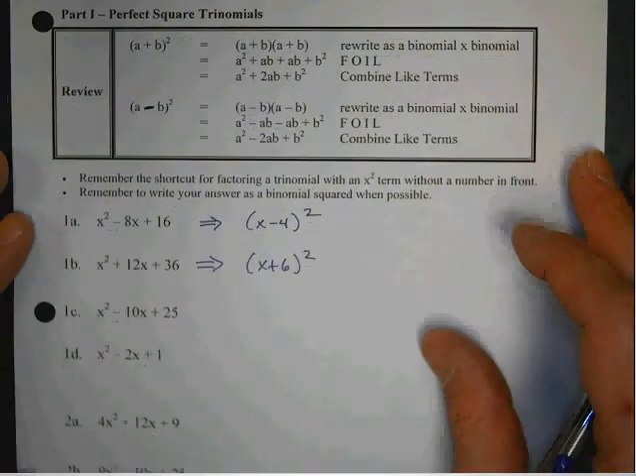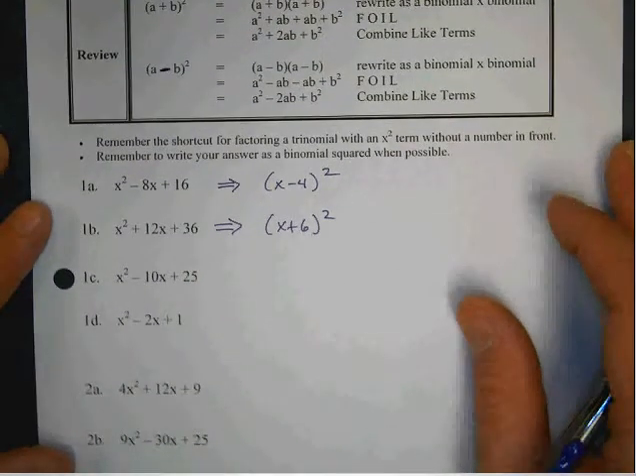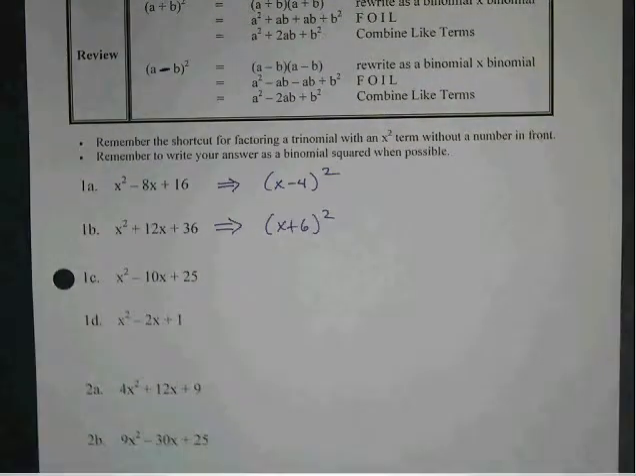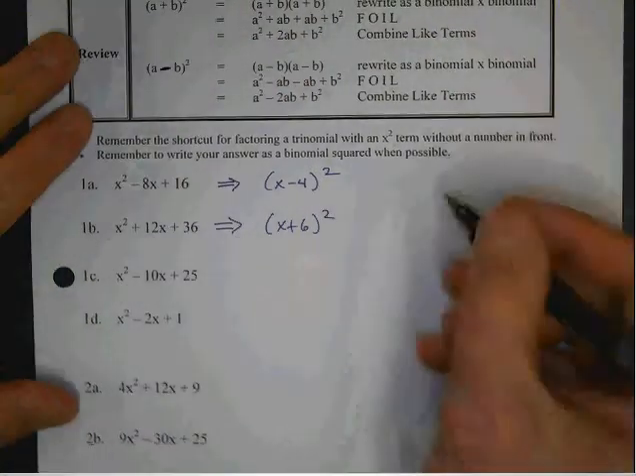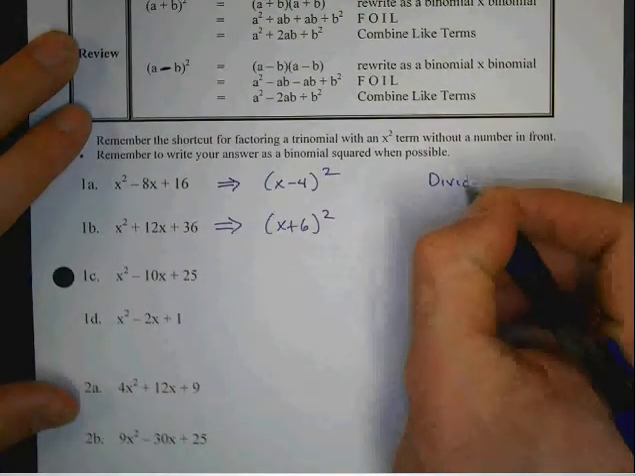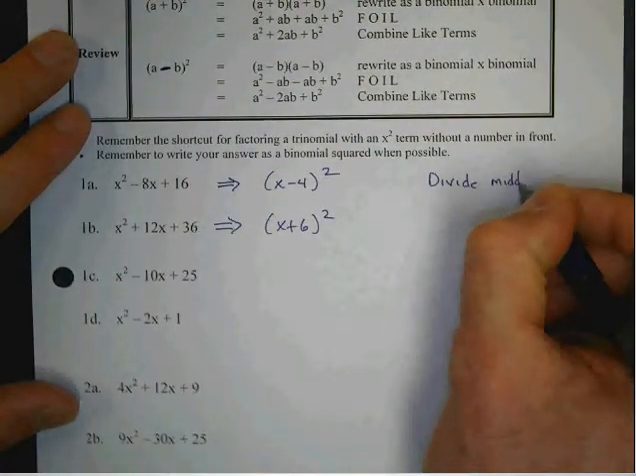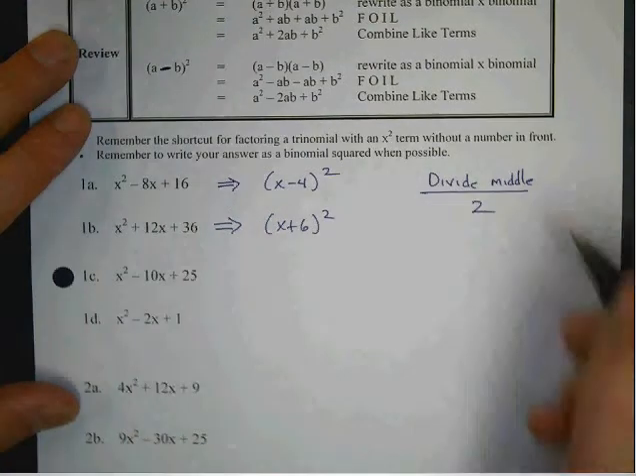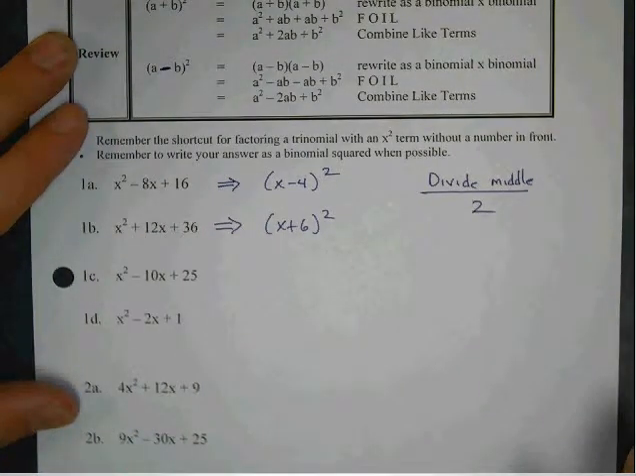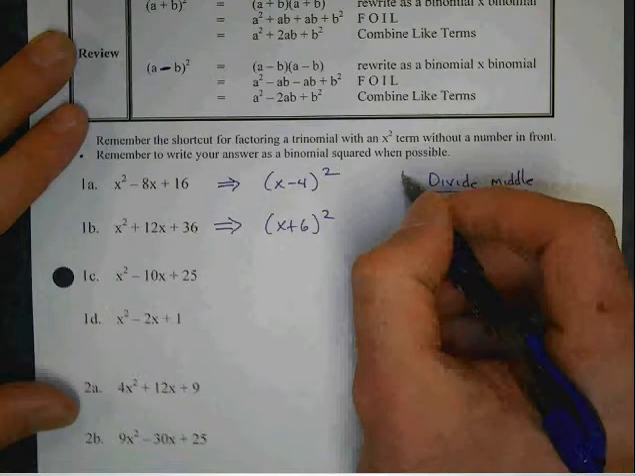Now, let's look at some patterns. We just did 2 of them. You divide the middle number by 2. Let's see if Luke's right. When you divide negative 8 by 2, what do you get? Negative 4. When you divide 12 by 2, you get 6. That's one of the things that has to be true. So we have to be able to divide the middle term by 2. So that's one of the ideas.